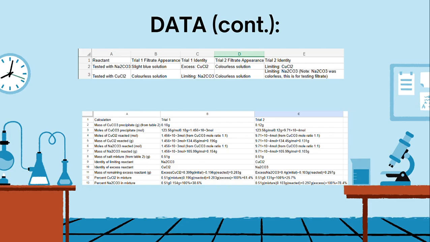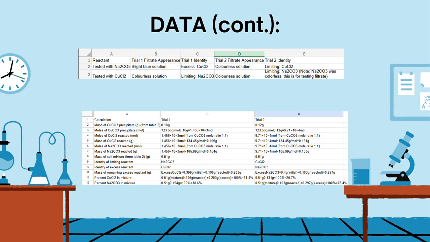We can then see that there was 1.456 times 10 to the negative third moles for copper 2 chloride and sodium carbonate. Using the molar mass ratio to find the amount in grams, the mass of copper 2 chloride turned out to be 0.196 grams, and for sodium carbonate, it was 0.154 grams.